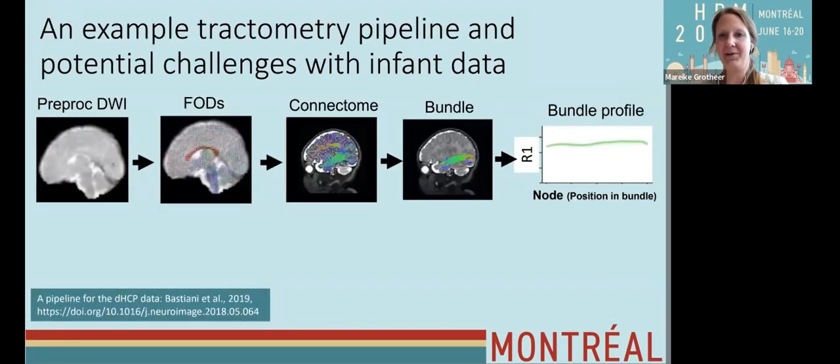Okay, so now let's dive into our example tractometry pipeline. There's various different toolboxes and approaches that we could use, but this would probably be a pretty typical modern pipeline for adult data.